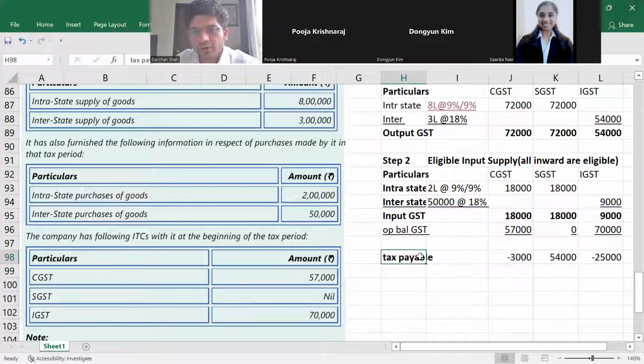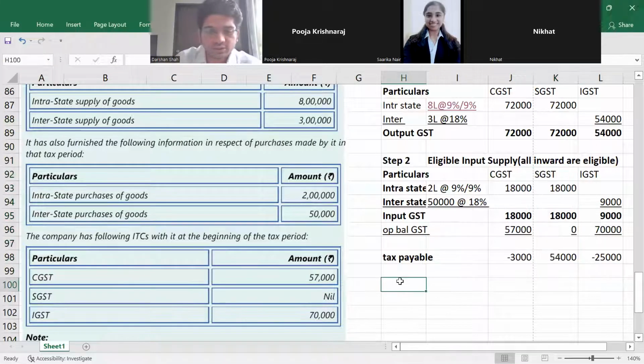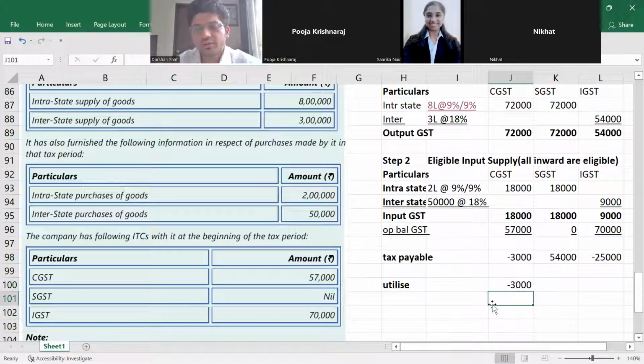Now, tax payables are negative means IGST is having a credit balance, CGST is also having a credit balance, and SGST does not have a credit balance, right? So how are we going to utilize? Guys, tell me. Can CGST be utilized against SGST? No, sir. So this will remain negative 3,000. This will become 0, and this entire 25,000 I'll write over here.